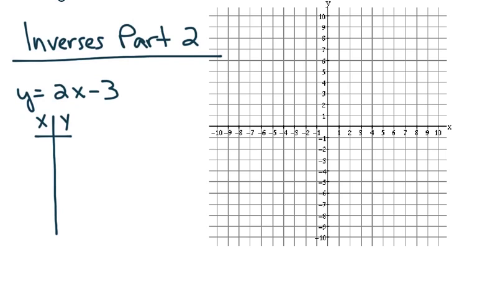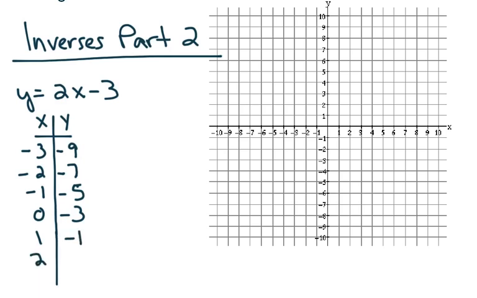So maybe I would do x is negative 3, so y is negative 9. X is negative 2, so y is negative 7. Negative 1, negative 5; 0, negative 3; 1, negative 1; 2, 1. That probably works. So there's negative 3, negative 9; negative 2, negative 7; negative 1, negative 5; 0, negative 3; 1, negative 1; 2, 1. That's good enough. All right, so there was my original function.